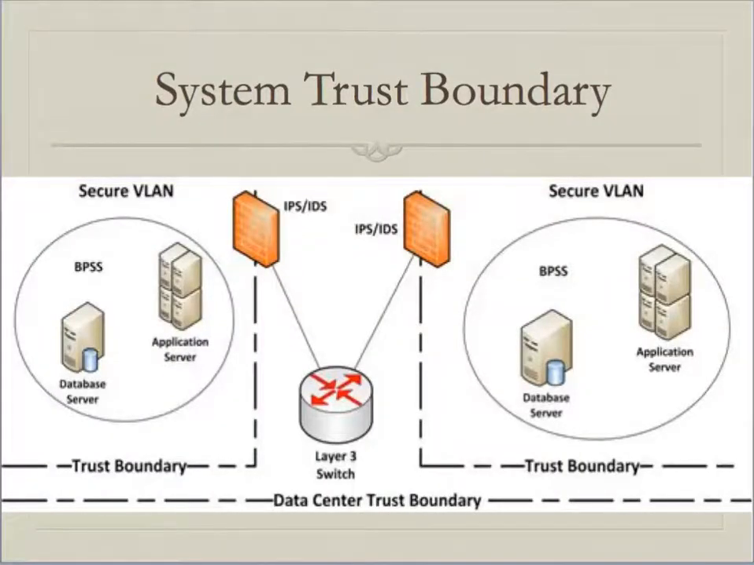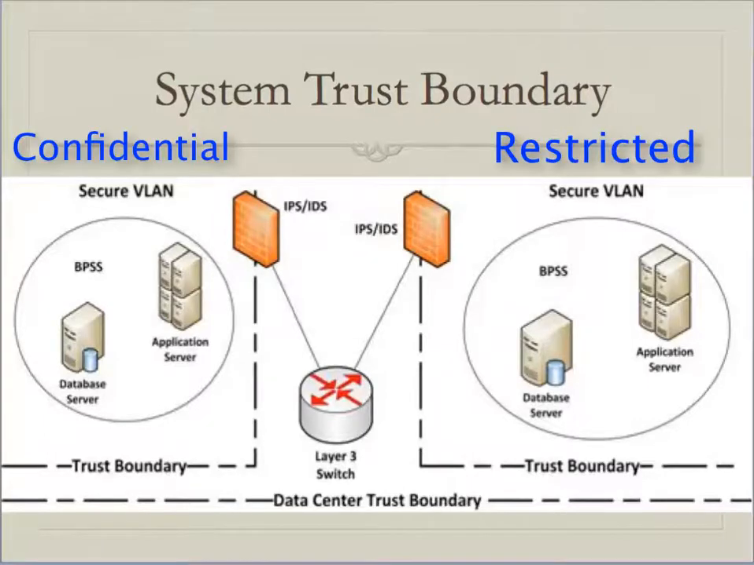Next, we're going to talk about trust boundaries. A trust boundary is a point at which data moves from an area of one level of trust to an area of a different level of trust. So if we look at these two network segments, we see that they're both secure VLANs. But let's say that the one on the left only handles confidential data, and the one on the right only handles restricted data.